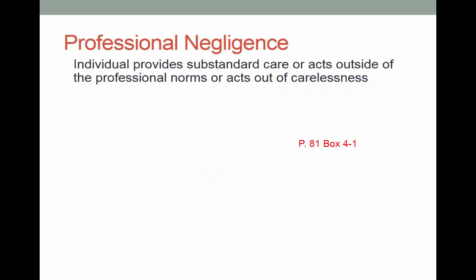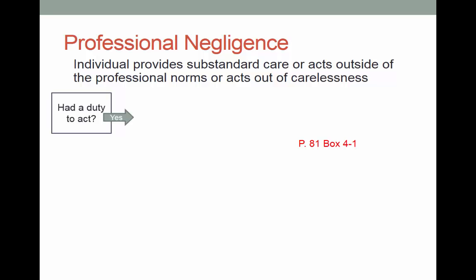Professional negligence. This can occur if an individual provides substandard care or acts outside the professional norms or acts out of carelessness. There are 4 things that have to be proven in order to be found negligent. If any one of the 4 is not proven or is not there, then the person is not guilty. Number 1, the person has to have a duty to act. For example, a physical therapist being paid by a patient or their insurance is a contract to act and treat the patient.